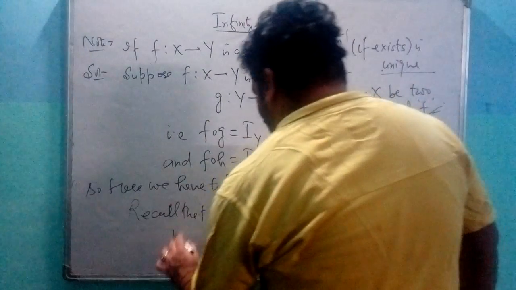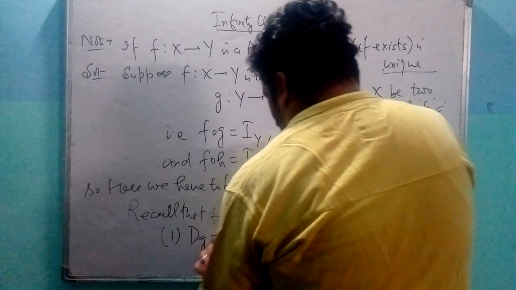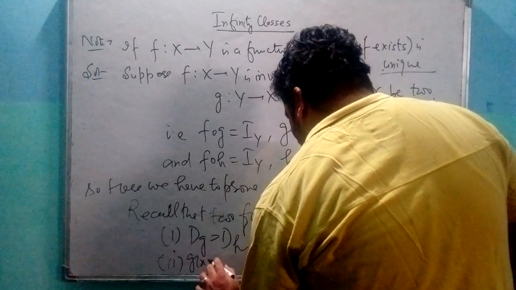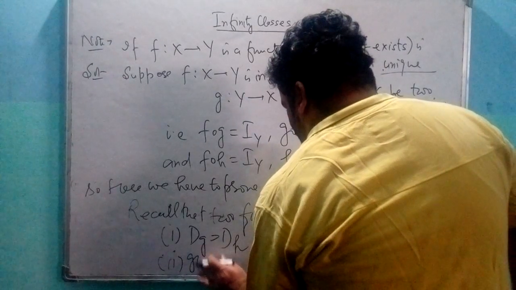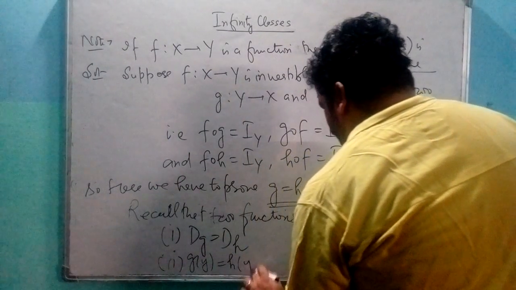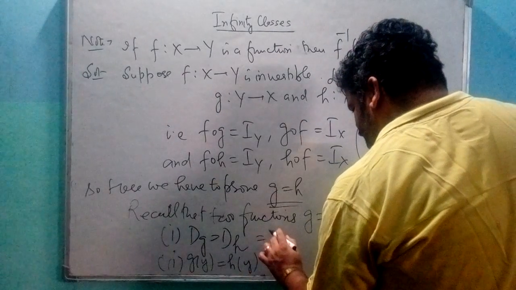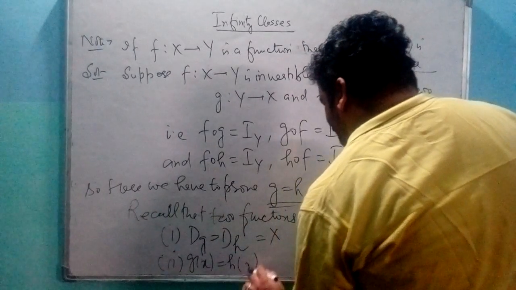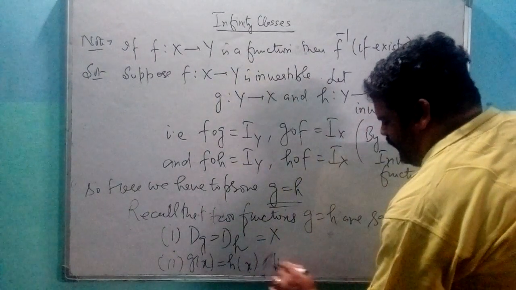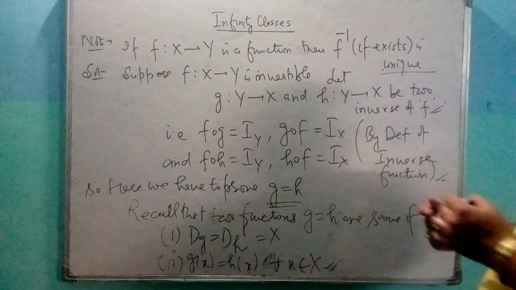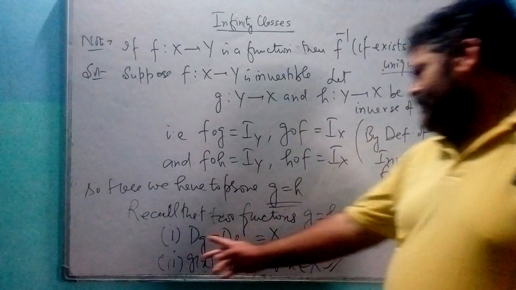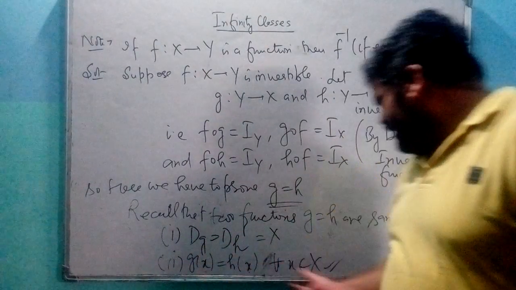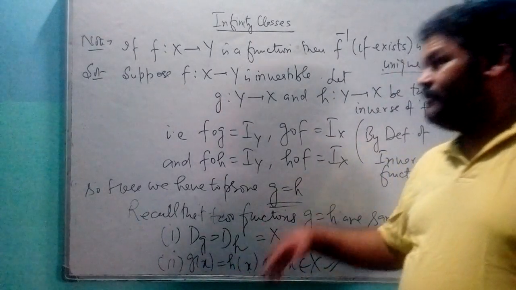if number one, domain of g is equal to domain of h, number two, g of y is equal to h of y for all y in the domain, because two functions are same when their domains are same and they agree on their common domain, means for each x, g of x and h of x have same values.